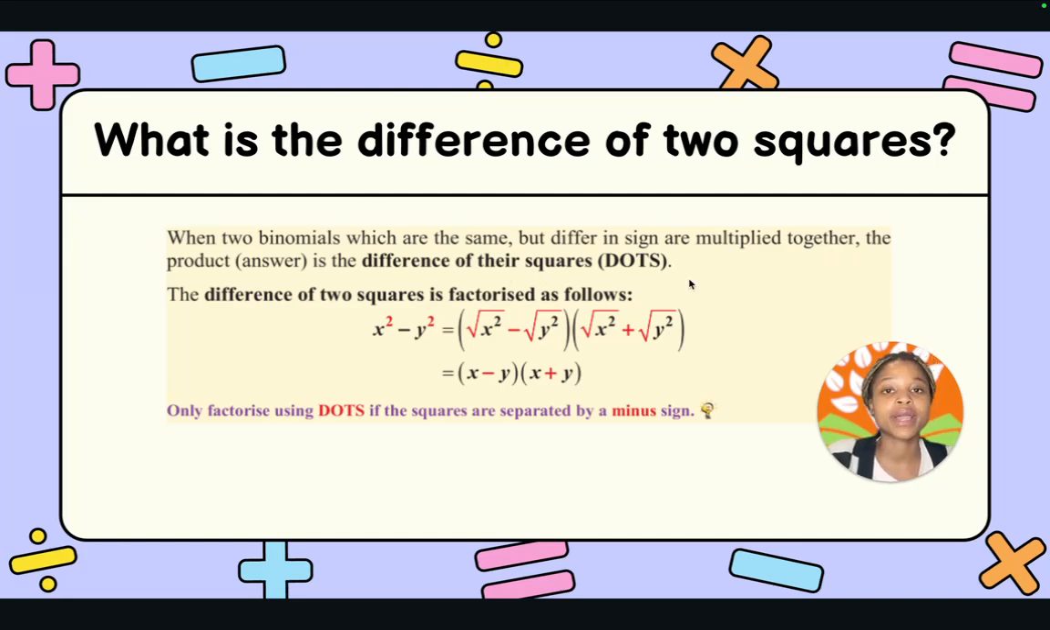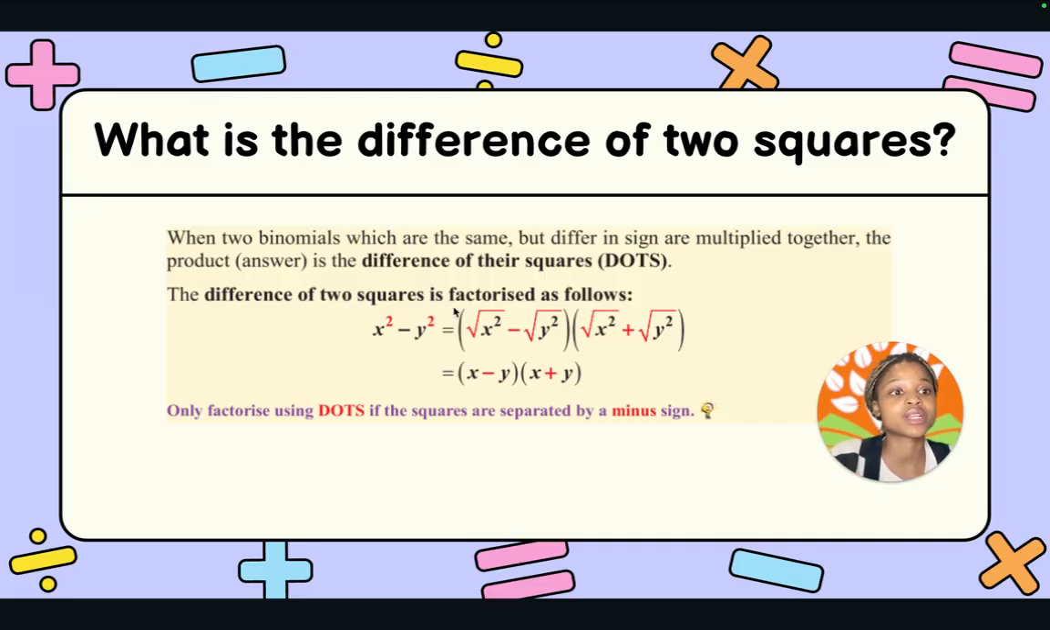So remember, a binomial is basically a mathematical expression with two terms. So you've got an expression with two terms, but two of them, okay? So those are binomials and they look a little something like this, okay? So the difference of two squares is factorized as follows. You've got something that looks like this.